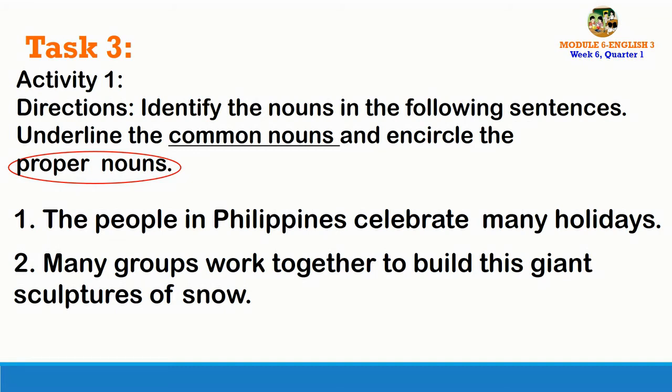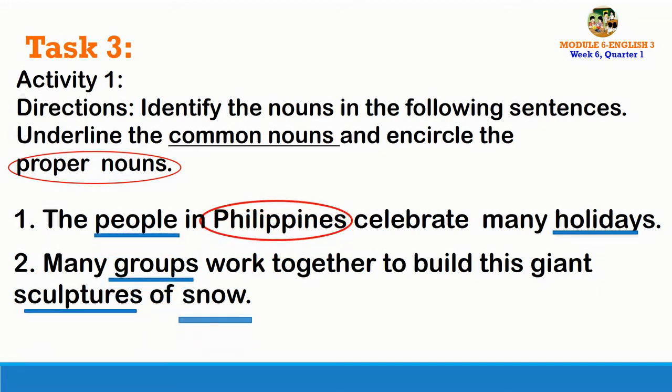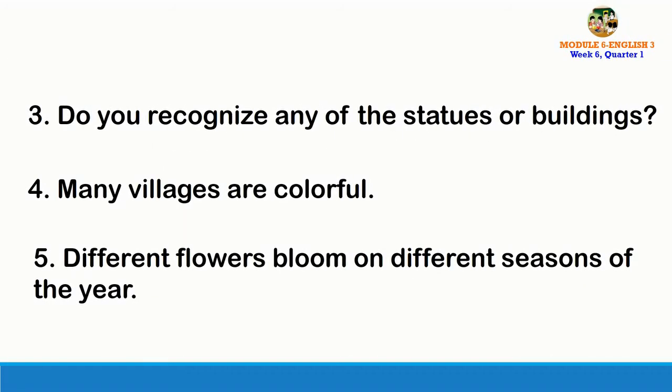Number 2. Many groups work together to build these giant sculptures of snow. The answers are groups, sculptures, and snow are common nouns. Number 3. Do you recognize any of the statues or buildings? The correct answers are statues and buildings are common nouns.